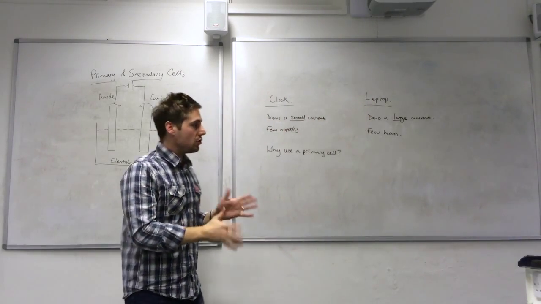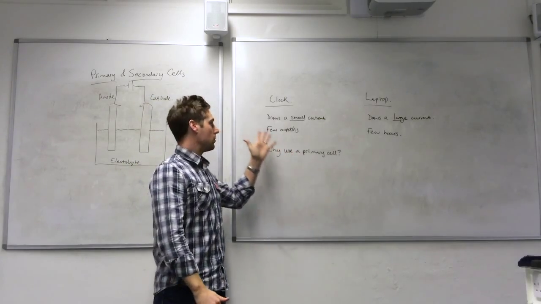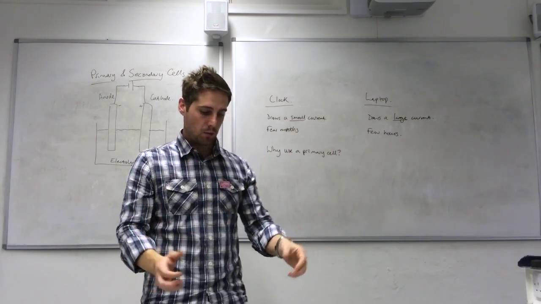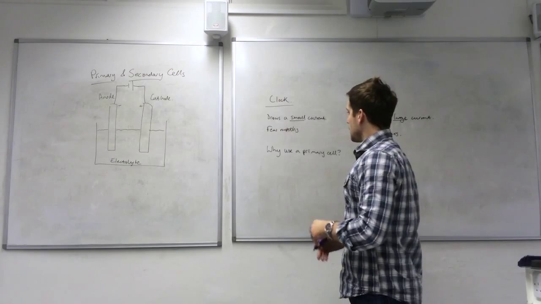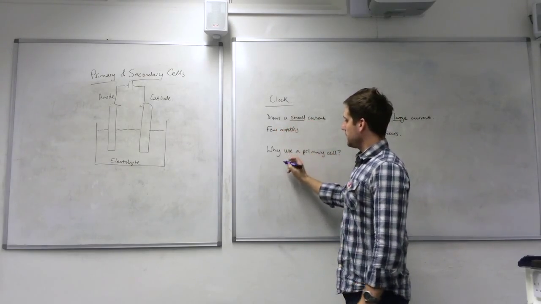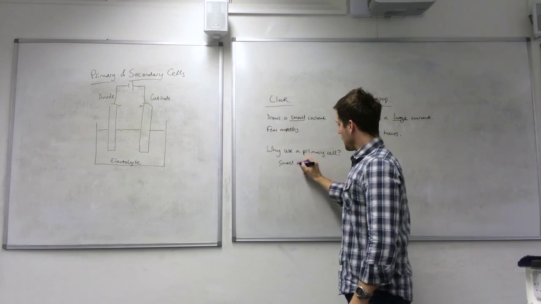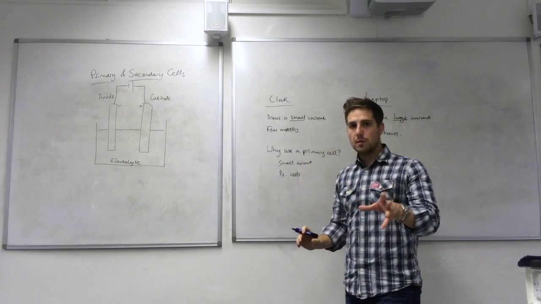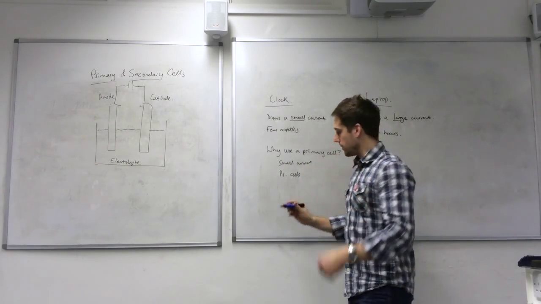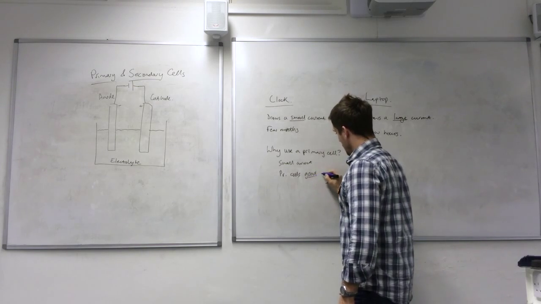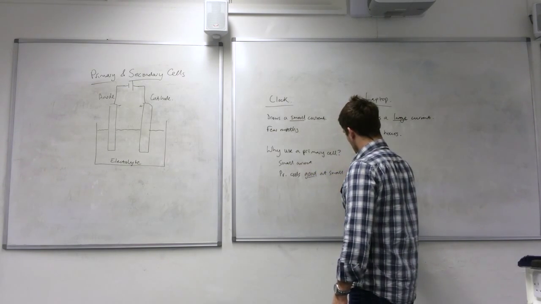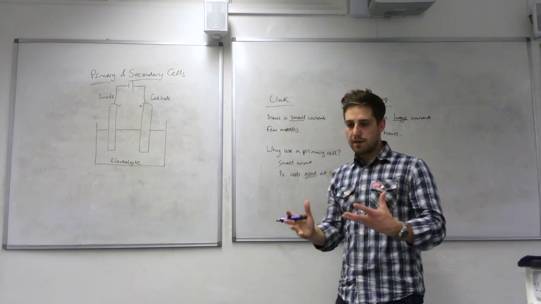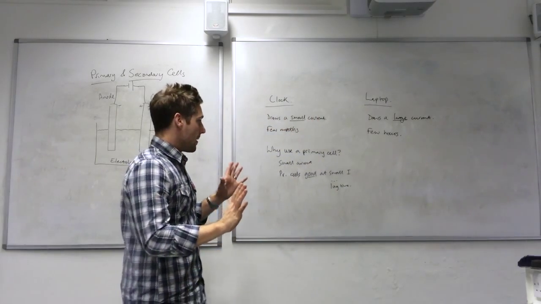Usually, not always, but usually we would use a primary cell in a clock. So why would we use a primary cell? We have to explain why. Well, the clock requires a small current, okay? And primary cells are good at providing a small current over a long period of time. They have good characteristics for that.